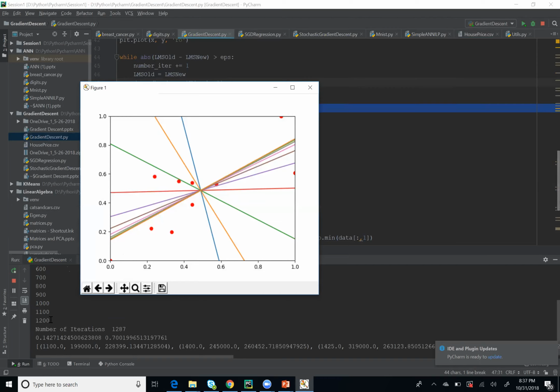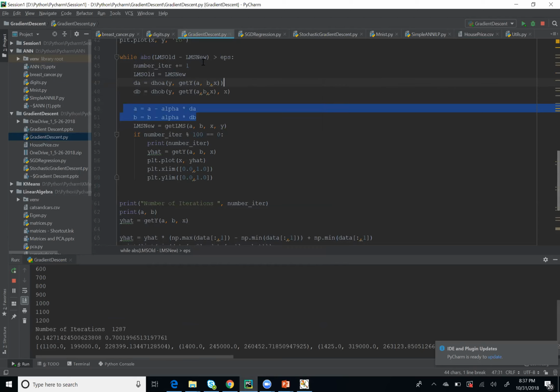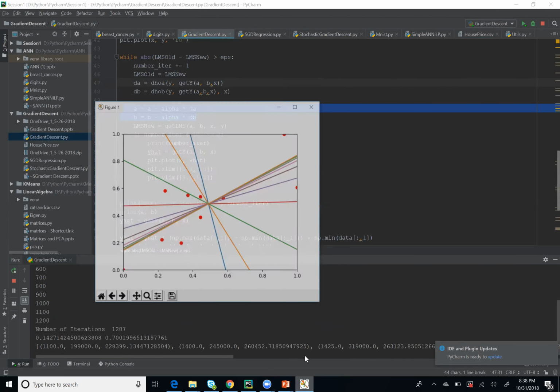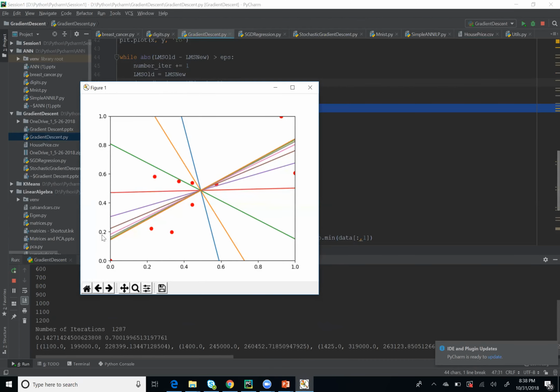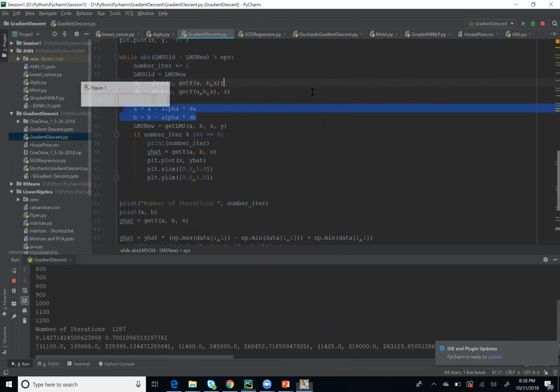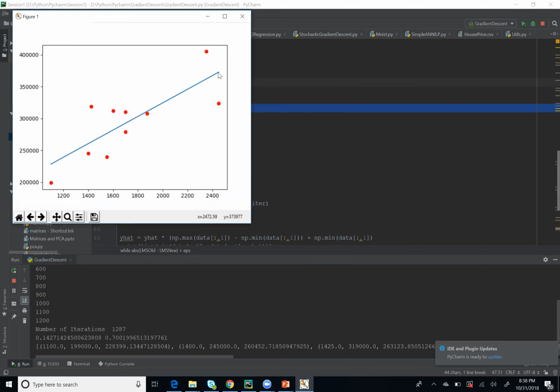After 12,087 iterations, the error is less than 10 power minus 8. So this is epsilon: the old minus new is less than 10 power minus 8. Then I stop here. This is plotted every 100 iterations. I do 100 iterations, I plot this. Ultimately, you see that after 12,087 iterations, this thing converges. Then you will say, hey, this is the line which fits this data the best.